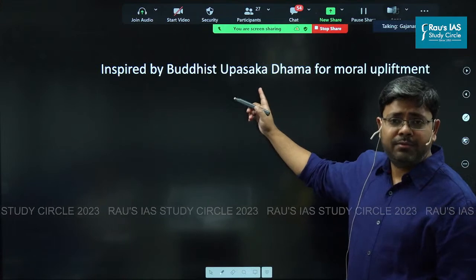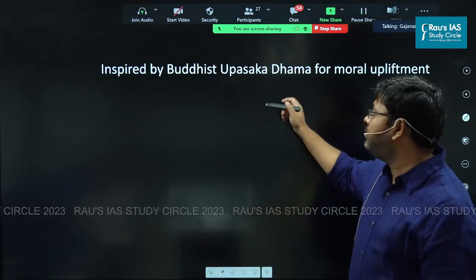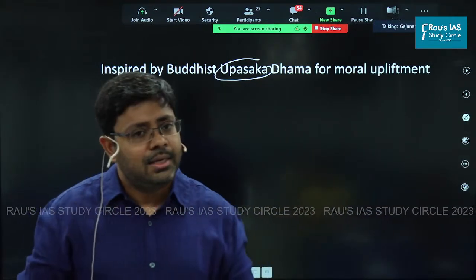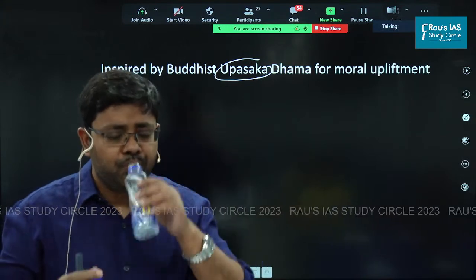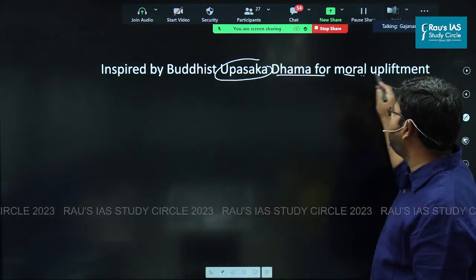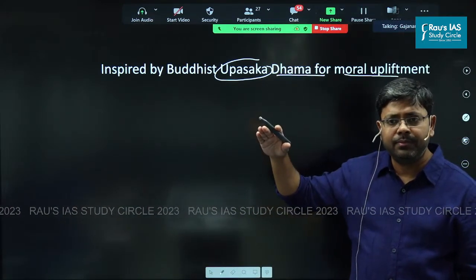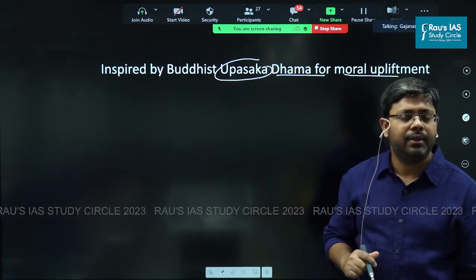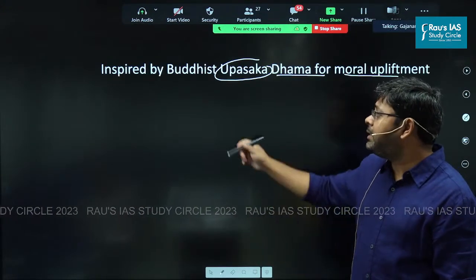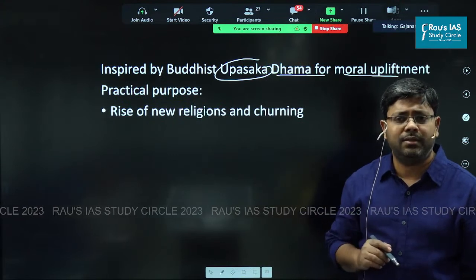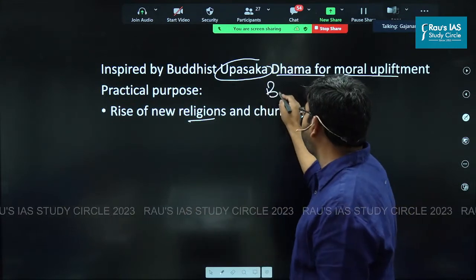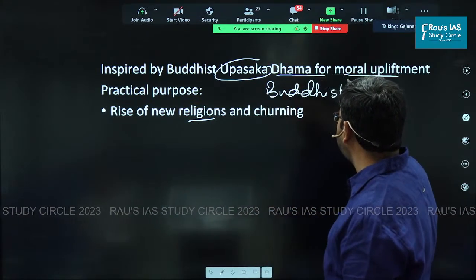First of all, moral upliftment. Buddhist upasaka dhamma. Who were upasakas? The lay followers, not the monks, lay followers. Ashoka's Dhamma was inspired by Buddhist Upasaka Dhamma to bring moral norms for the people, a social code of conduct for the people. At the same time, it was for moral upliftment. There is no doubt about this. But at the same time, it had so many practical purposes as well. The time of Ashoka was the time when Buddhism and Jainism were very prominent as religious ideologies.